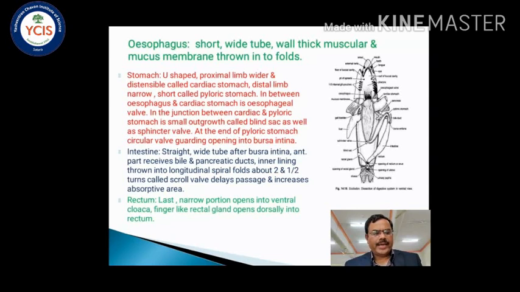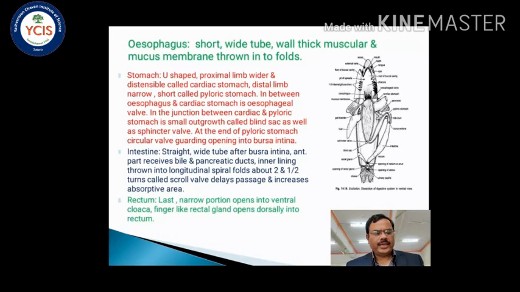At the junction between the cardiac and the pyloric stomach, there is a small outgrowth. That outgrowth is called the blind sac, and it is also known as the sphincter wall. At the end of the pyloric stomach, a circular wall guards the opening into the bursa intestina. The stomach further continues into the intestine. In Scoliodon, the intestine is straight, a wide tube, and is the continuation after the bursa intestina. The anterior part of the intestine receives the bile and pancreatic ducts.